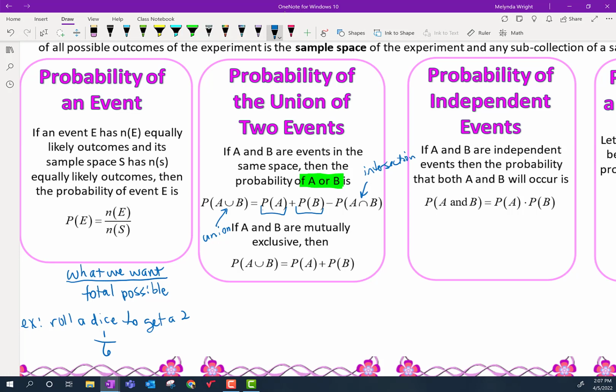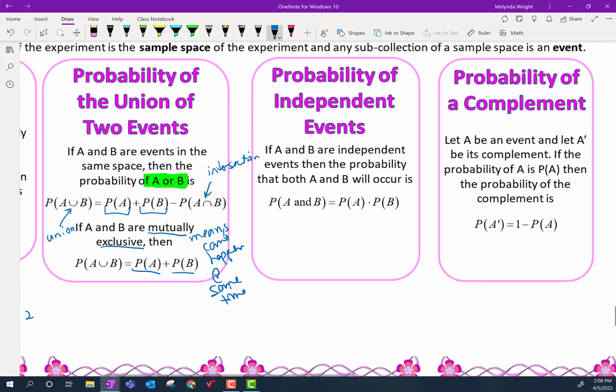Okay. So if the two events are mutually exclusive, means they can't happen at the same time, then we wouldn't have to subtract out the intersection. There wouldn't be an intersection. We would just find the probability of one and add the probability of the other to it. Okay? We have an example of that.